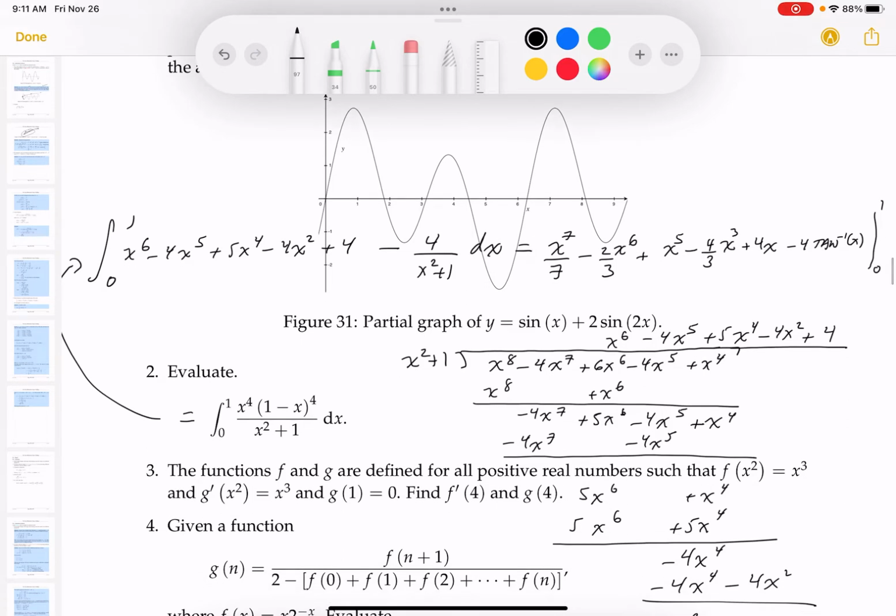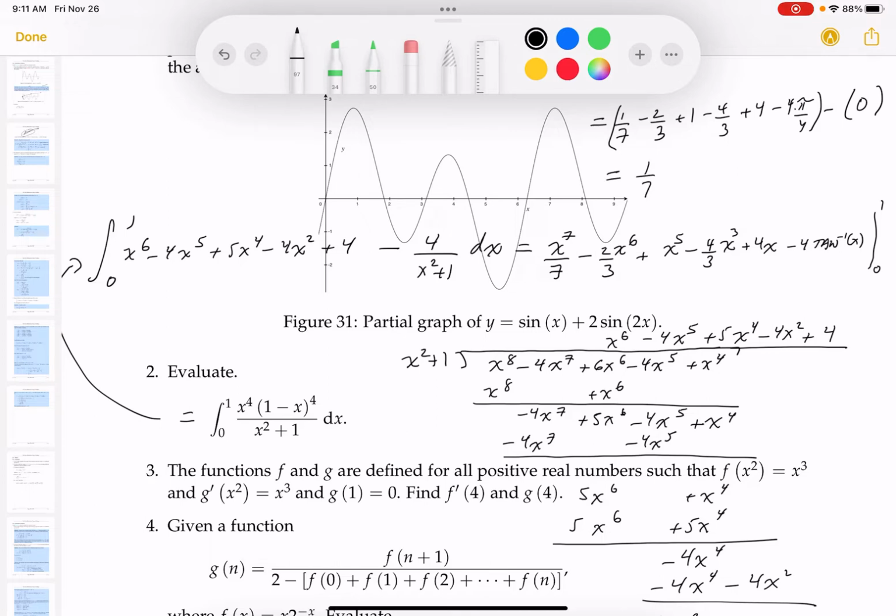All right, I've got to do the arithmetic now, and it doesn't look that difficult because 1's really easy to do. I could write down 1/7 minus 2/3 plus 1 minus 4/3 plus 4 minus 4 arctan of 1, which is pi over 4, minus the lower limit. Every single term in the lower limit, including the arctangent, is going to be 0. So I've got some arithmetic to do.